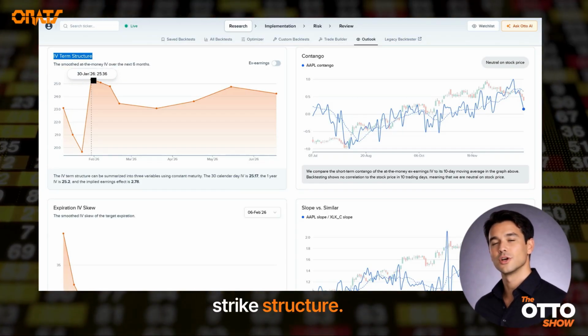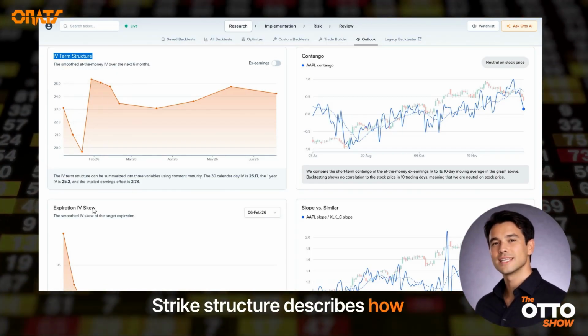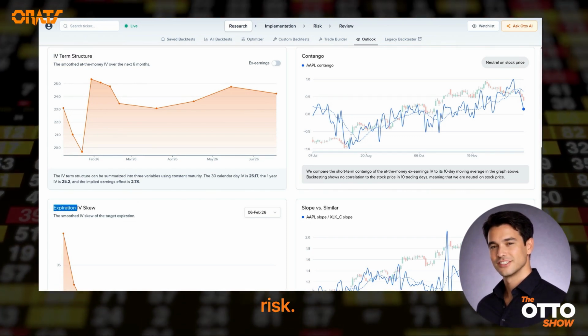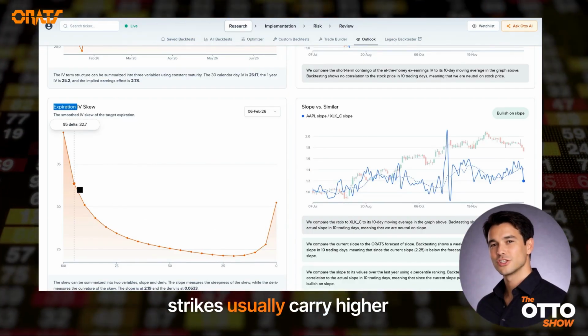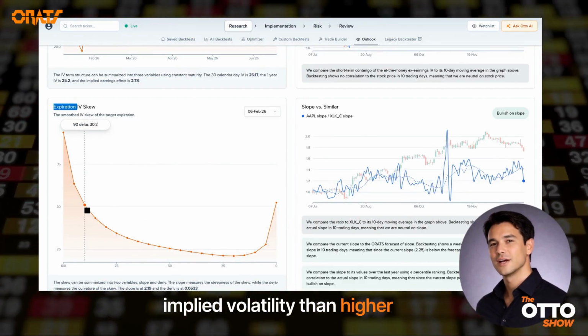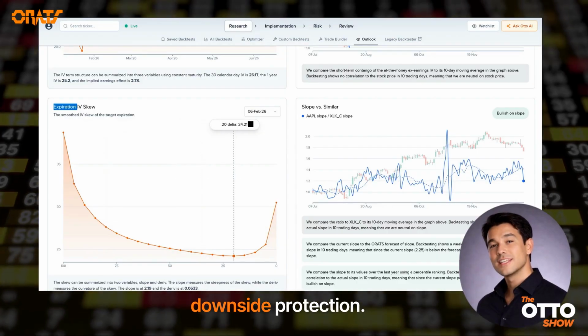Now let's look at strike structure. Strike structure describes how implied volatility changes across risk. This is often called skew. In equity options, lower strikes usually carry higher implied volatility than higher strikes. Investors pay more for downside protection.